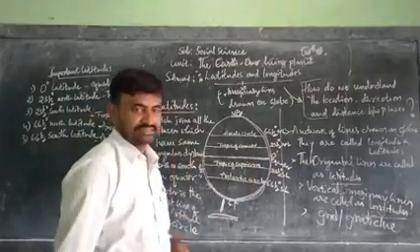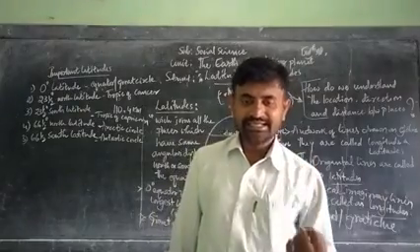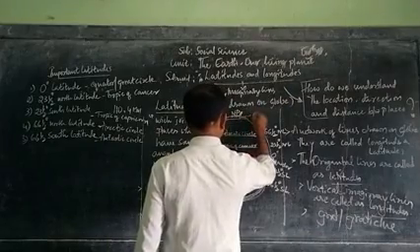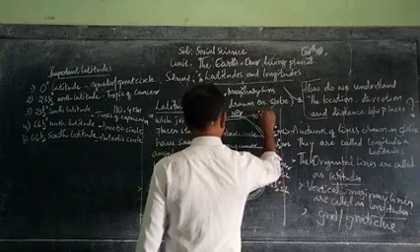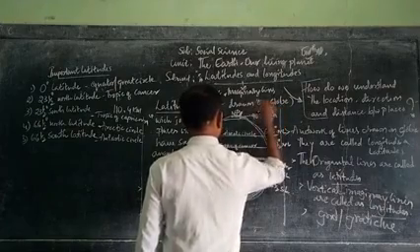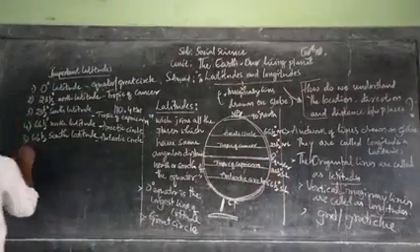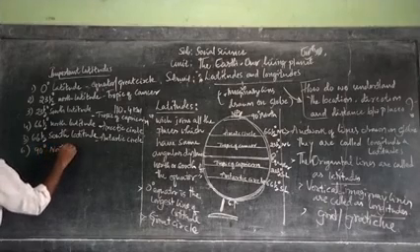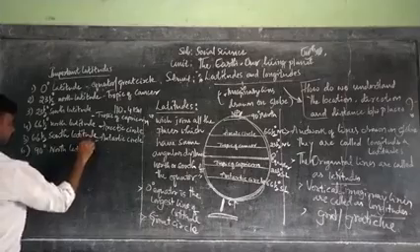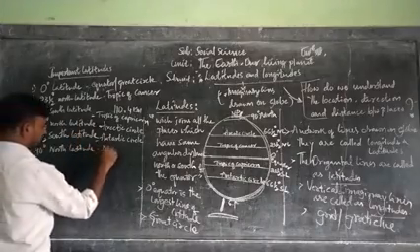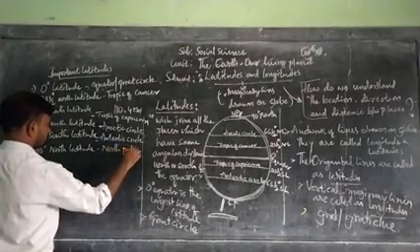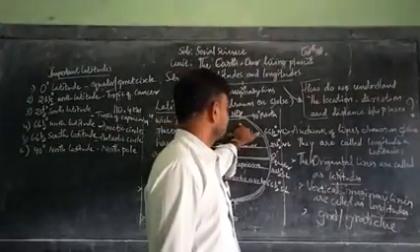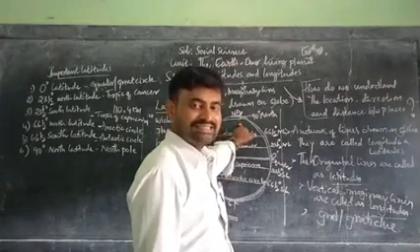And another one is 90 degree north latitude. That is called the North Pole. Here it shows 90 degree latitude called the North Pole.